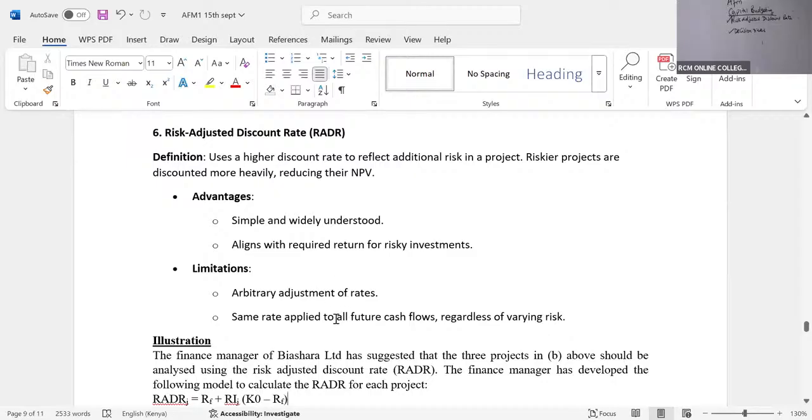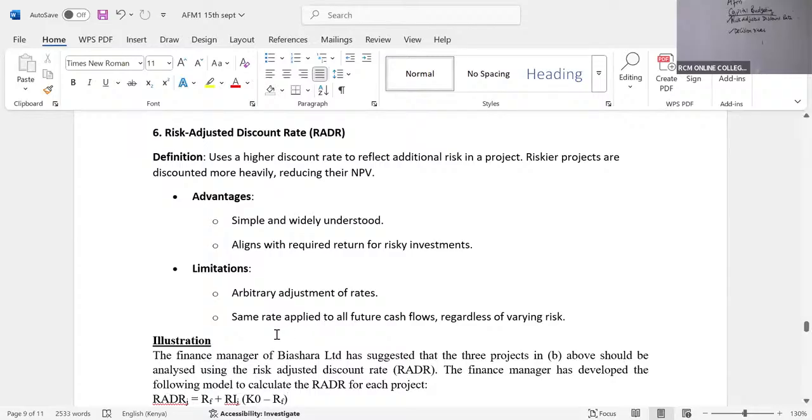The same rate is applied to future cash flows regardless of varying risk. We have 20%, in this case, as the rate to be used to discount all future cash flows. And yet we know that as time goes by, cash flows will become riskier, so we need to keep on increasing. But as a disadvantage, this method assumes that all cash flows in the future will have the same risk. With your permission, I'll go to a question directly.